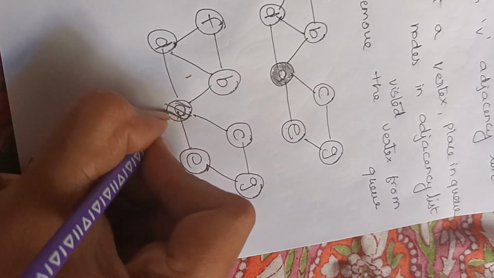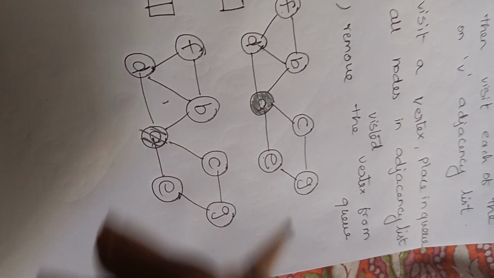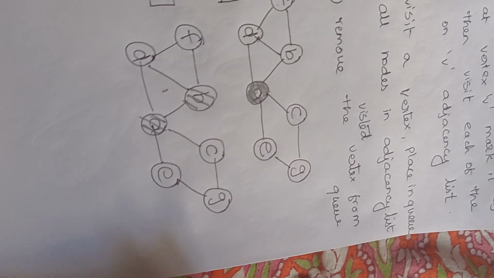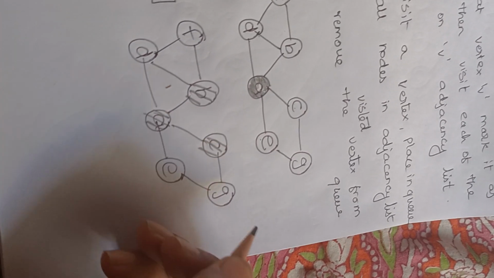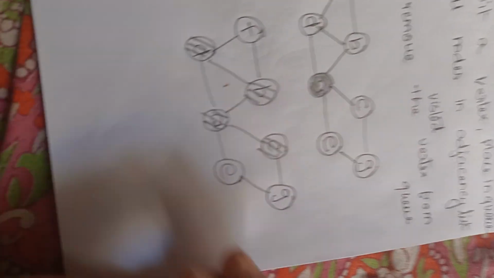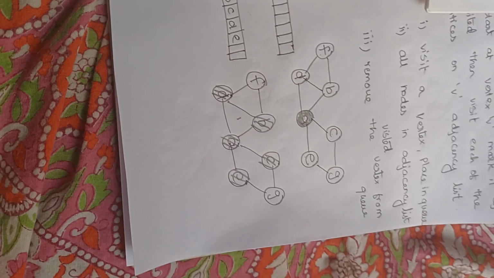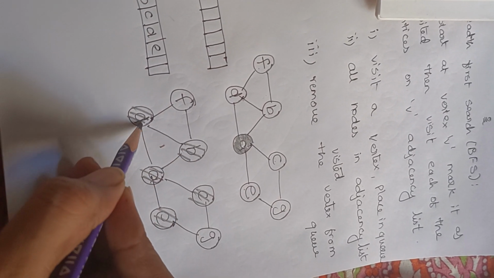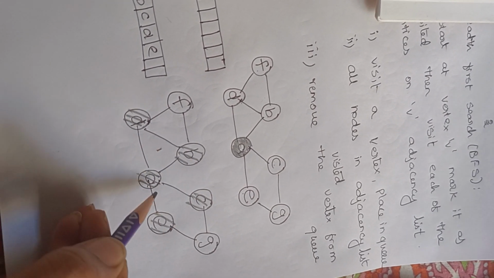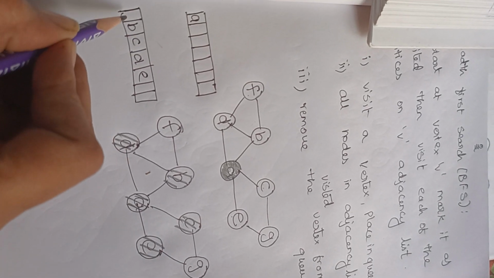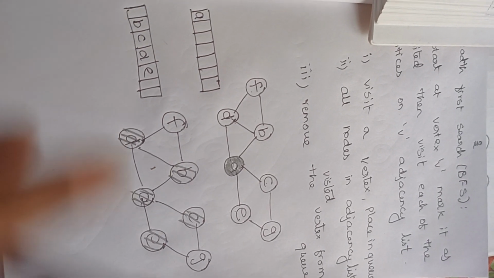We have already visited A, right? From A, who all are its neighbors? B is a neighbor, C is a neighbor, right? D is a neighbor, E is a neighbor. Okay. Now, as all the adjacent nodes of A have been visited, what have we done? We have removed A from the queue.